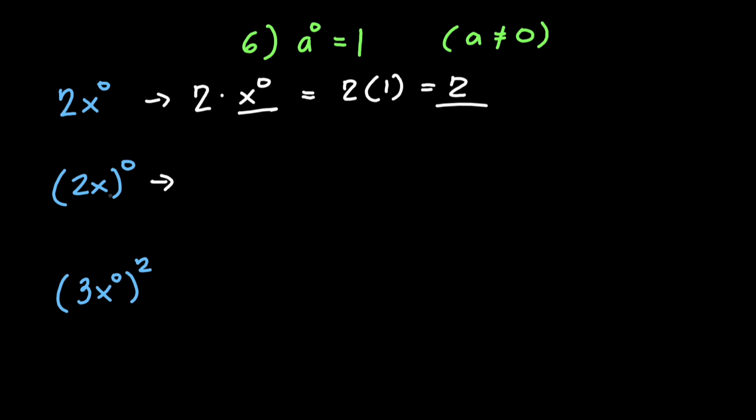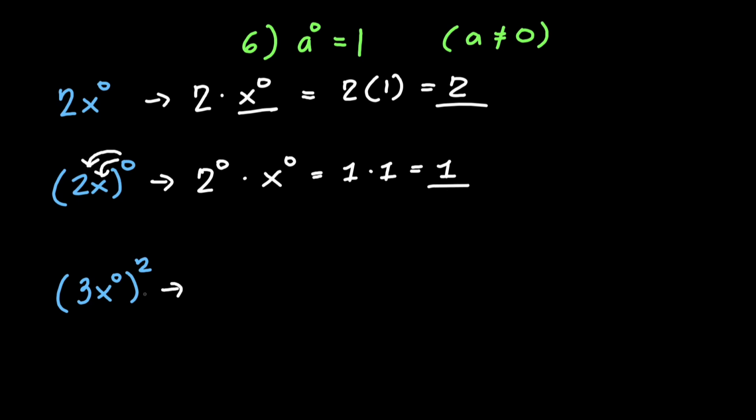For this, 2x all raised to the power of 0. This was in rule number 4, wherein you will distribute 0 amongst these 2. So it will be 2 raised to the power of 0 multiplied by x raised to the power of 0, which would be 1 multiplied by 1, which would be simply 1.